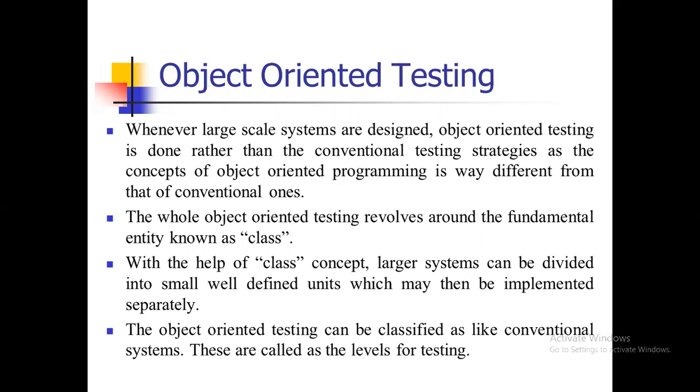Object oriented programming is different from the conventional. The whole object oriented testing revolves around the fundamental entity known as the class. With the help of the class concept, larger systems can be divided into small systems, well defined units which may then be implemented separately. That means we create separate modules for that system. So object oriented testing can be classified like conventional systems. They are called level 4 testing. There are different levels of testing in object oriented testing.